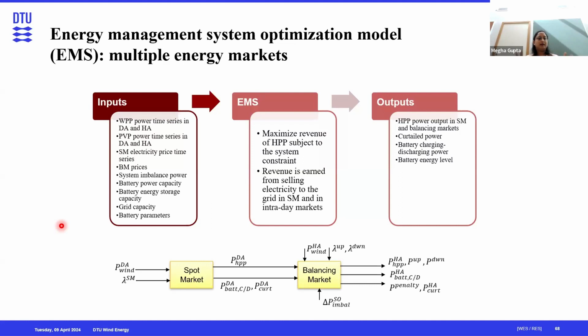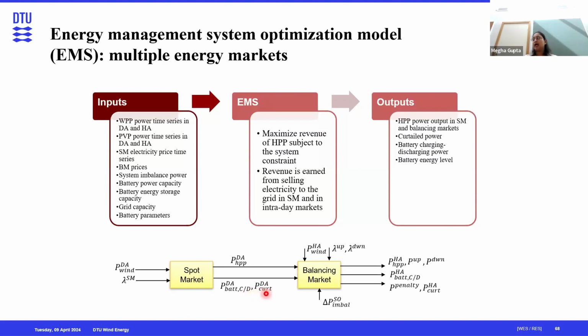So this is what we have tried to do, to make the operation of the battery more efficient, so that being a hybrid power plant owner, we can earn more profit, because of course up regulation prices are much higher than the spot market prices. So for that, firstly, we'll run the spot market model only.